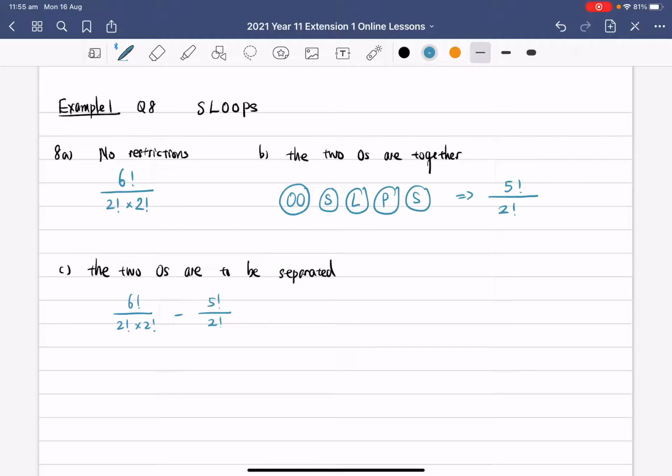So yeah, that's how you do it. That's the easiest way to do it, because there is no other situation where you can place the O's. It's either they are staying together or they are separated by other letters. So that's the easiest way to do it.